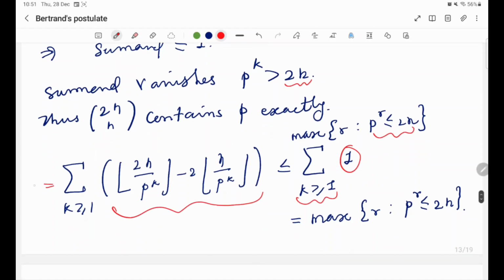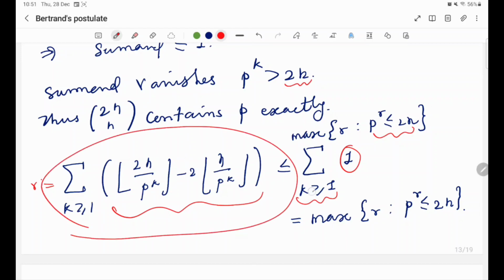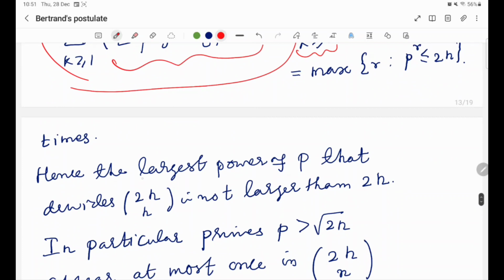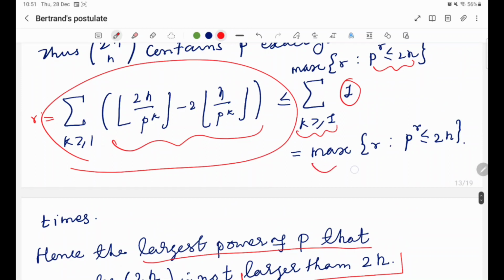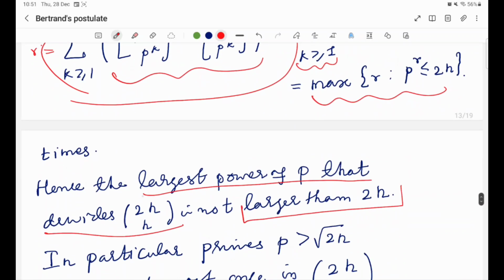So what is this telling? This is 2n choose n, right? This is the largest power of p which divides 2n choose n. So the largest power of p that divides 2n choose n is not larger than 2n, right? This quantity is a maximum of r such that p power r is less than or equal to 2n. So the largest power of p that divides 2n choose n is not larger than 2n. That's a very important thing.